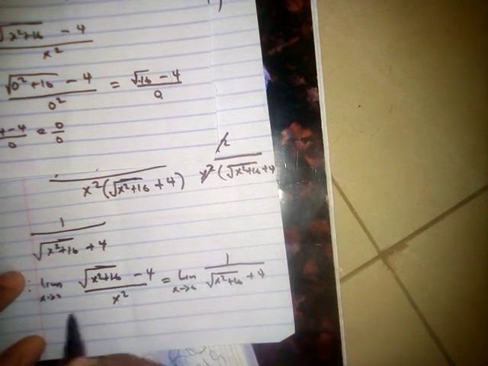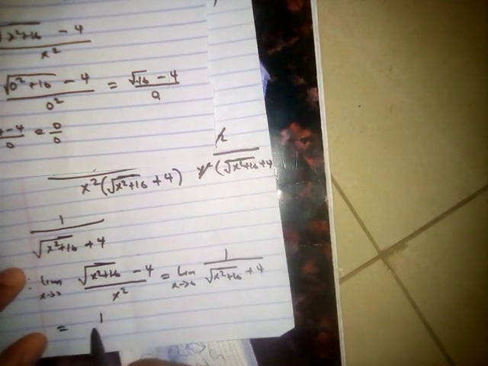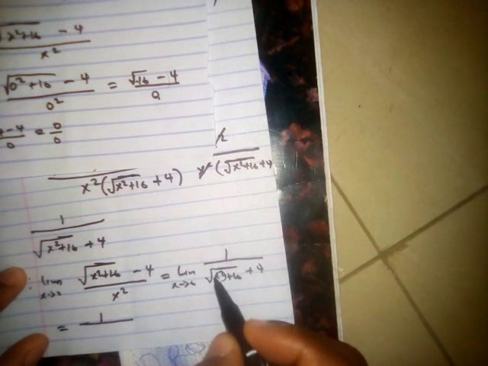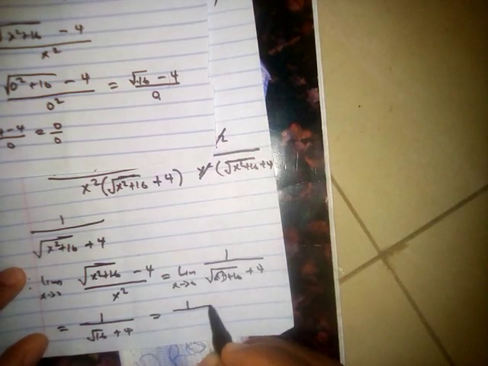So now we can take our limits. We can now put the value of 0. This is equal to 1 all over, now if you put 0 here, this becomes 0 squared, and 0 squared is 0. 0 plus 16 is 16, so this becomes the square root of 16 plus 4, which is equal to 1 all over, the square root of 16 is 4, so 4 plus 4 is equal to 1 over 8, and that is the limit of the function.